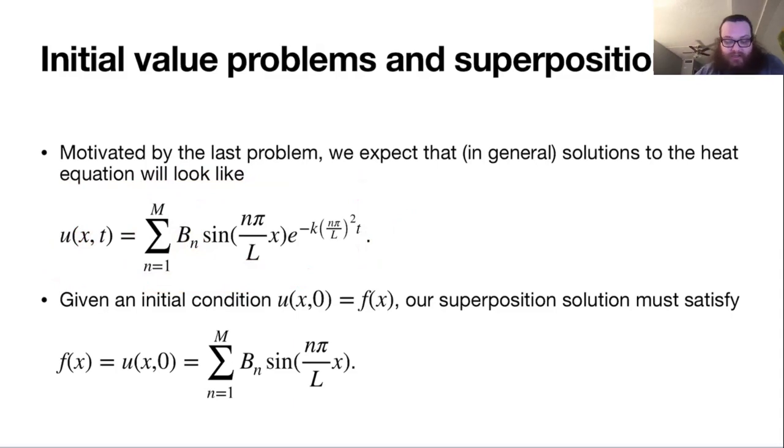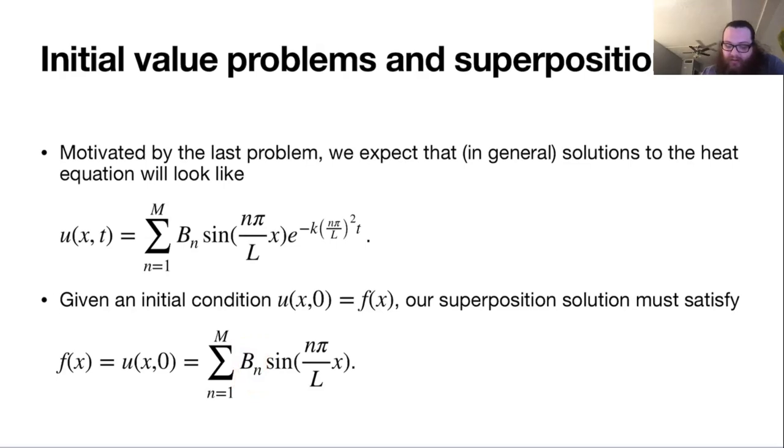And so the remaining question is, when does this satisfy an initial condition, f of x equals u of x comma 0, which is going to be the sum of b sub n times sine of n pi over L x. A lot of what the rest of this course is going to be looking at is this question. When can an initial condition f of x be represented as a sum of sine functions? And if it can be represented as a sum of sine functions, how do we compute what these coefficients have to be?